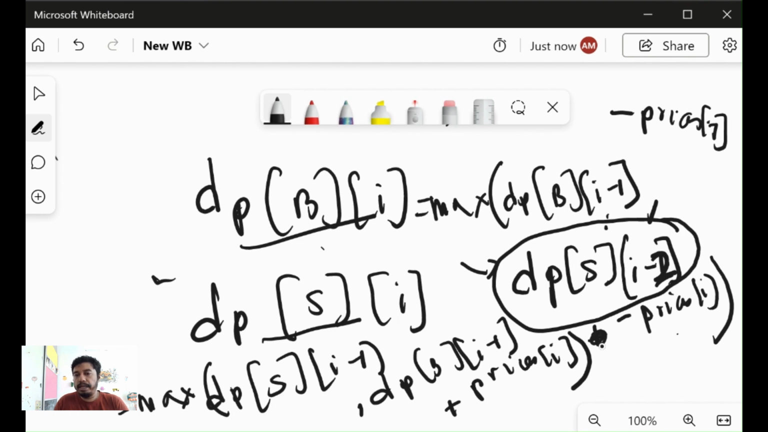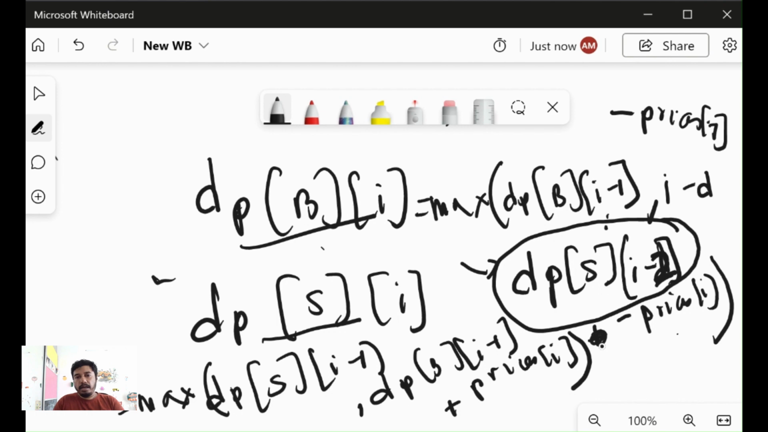So this is the only change that is required to handle this constraint where I have a cool down period of at least 1 day. If you have a cool down period of, let's say, d days, you just have to update this to i minus d. So in that case, instead of i minus 2, I would have i minus d days before. That is the only change that needs to be done.